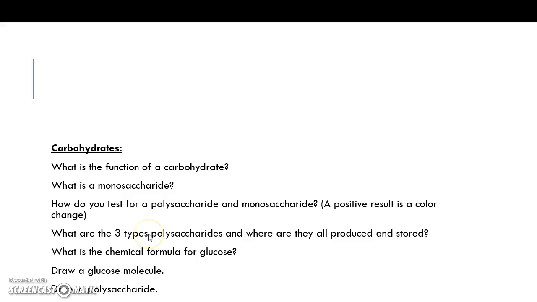3 types of polysaccharides. You have your glycogen, starch, and cellulose. We cannot digest cellulose. That's also known as fiber. Glycogens are made by animals. Chemical formula C6H12O6. Draw a glucose molecule. That would be the hexagon. Draw a polysaccharide. A whole bunch of hexagons linked together.